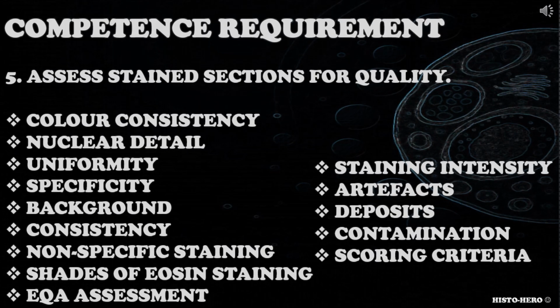The fifth competence requirement is assess stained sections for quality. Candidate should be able to assess quality of stained sections. Does the candidate assess H&E stained section for quality correctly? Do they take correct steps during the assessment? Do they focus on correct features when assessing quality of H&E staining? Do they maintain appropriate audit trail?